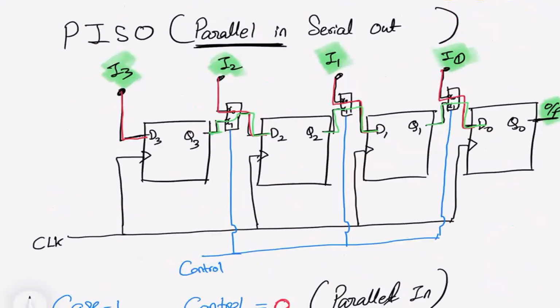Let's say you want to deal with n bits. So we can say that for storing n bits, we need only a single clock pulse because everything is in parallel mode. Whenever you apply a single clock pulse, all the data will be stored into your flip-flops.